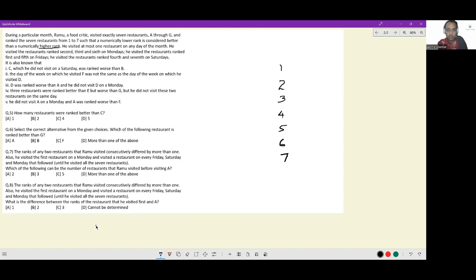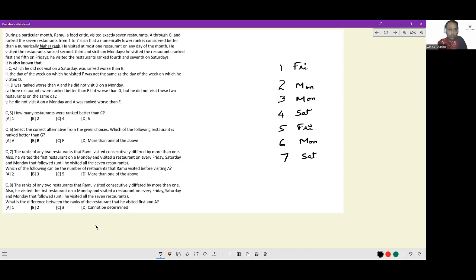2nd, 3rd, and 6th on Mondays. So this is on Monday, this is on Monday, and this is on Monday. Restaurant rank 1st and 5th on Fridays. So this is on Friday, and this is on Friday. You visited the restaurant rank 4th and 7th on Saturdays. This is on Saturday, and this is on Saturday.